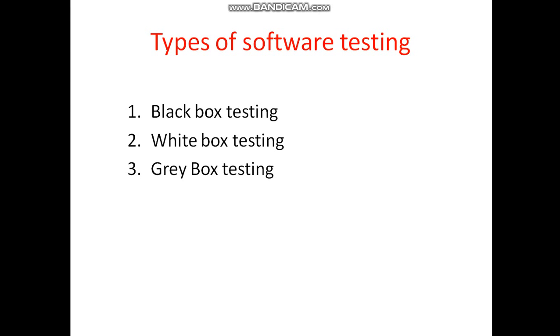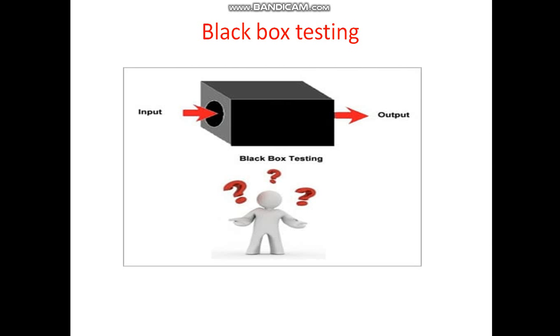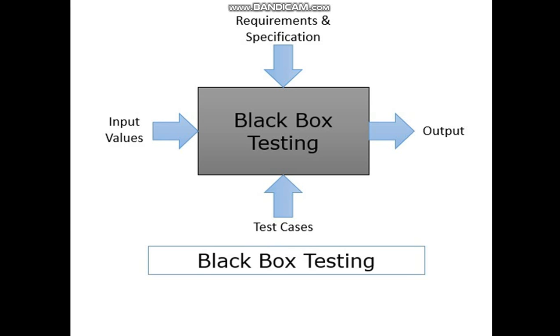There are three types of software testing: black box testing, white box testing and gray box testing. Black box testing is the basic type of software testing. Here it tests the features, or whatever we have specified in the SRS, all the requirements. Considering the input values for the requirements, some test cases are written, and the output of those test cases is checked.